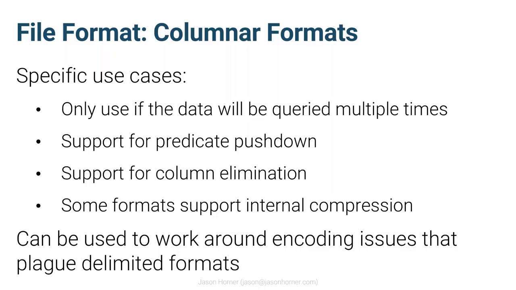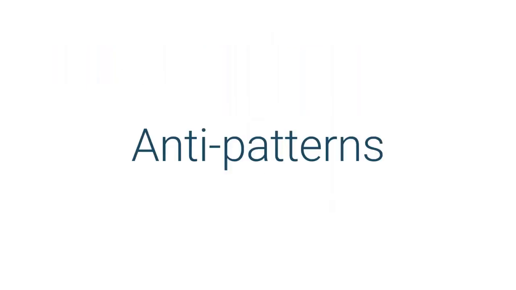They also have support for column elimination, so it's going to do column level scans. So just like a clustered columnstore, basically, predicate pushdown, segment elimination, internal compression, right? All those kinds of things that you get with clustered columnstore are generally supported in columnar formats like ORC or Parquet.